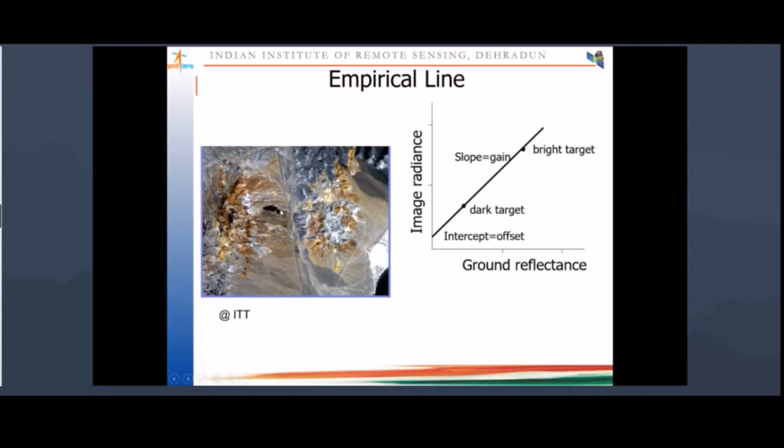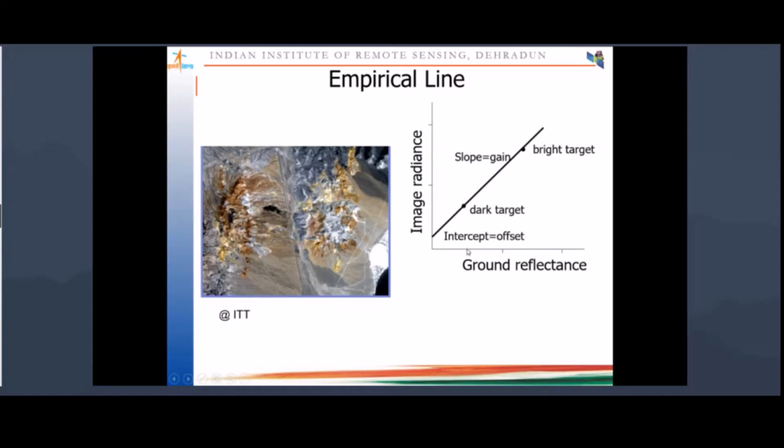You'll have a number of points here in the dark target. You might have taken some measurements. Okay, so you have reflectance and you have the corresponding radiance. So this ground reflectance is coming from the spectroradiometer and this image radiance is coming from the image. So what you got is a direct relationship between the image radiance and the ground reflectance. For that, you needed to have both a dark target and a bright target, so that you don't deviate from the actual relationship, and you have the entire range of the reflectance, the entire range between the dark and the bright.